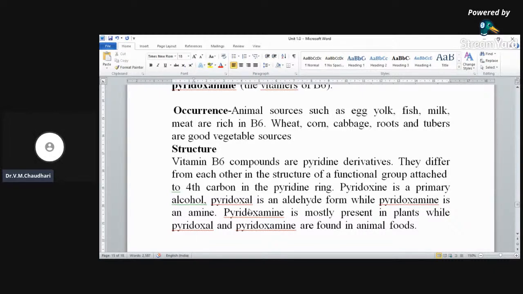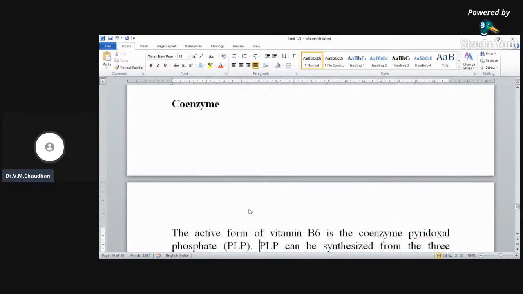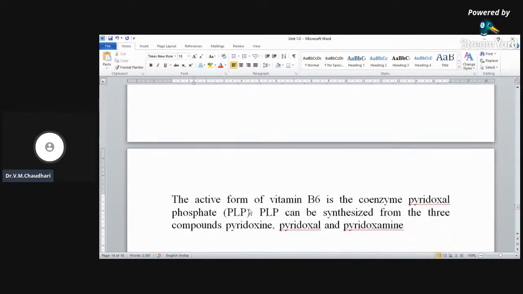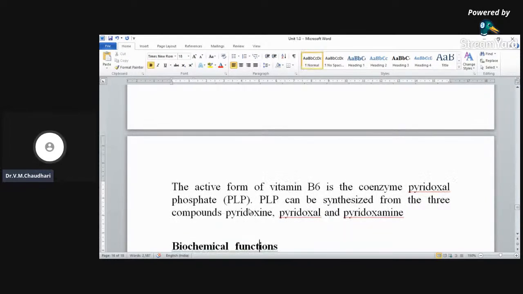These are found in animal food. So what is the coenzyme of this vitamin? The active form of vitamin B6 has the coenzyme pyridoxal phosphate, which is also known as PLP. PLP can be synthesized from three different compounds: pyridoxine, pyridoxal, and pyridoxamine.